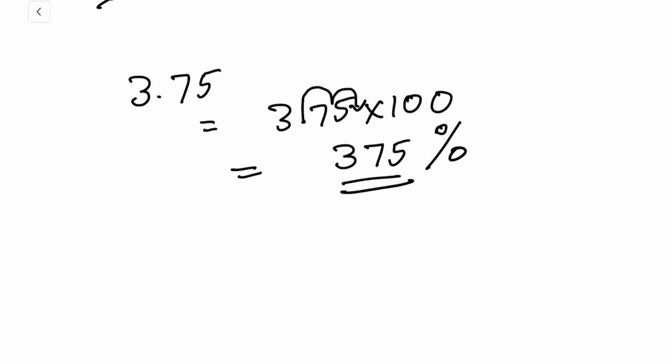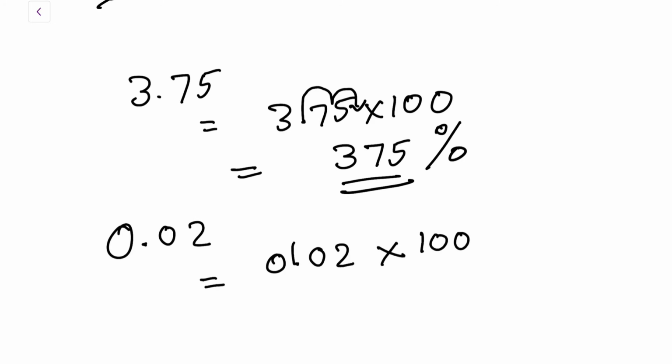Let's take another example, 0.02. As you can see, this is a decimal. How do you write this as a percentage? Let's multiply it with 100, 0.02 into 100. So the decimal moves 2 places, that becomes 2%.